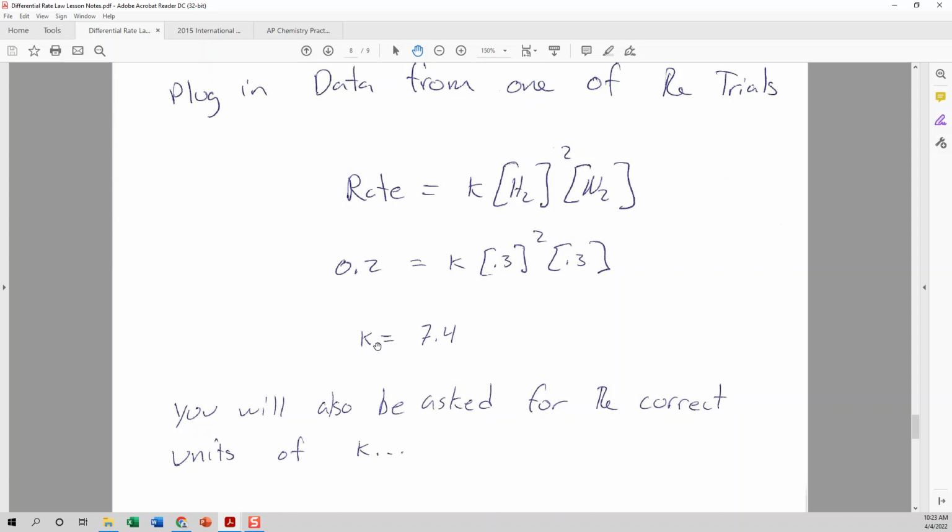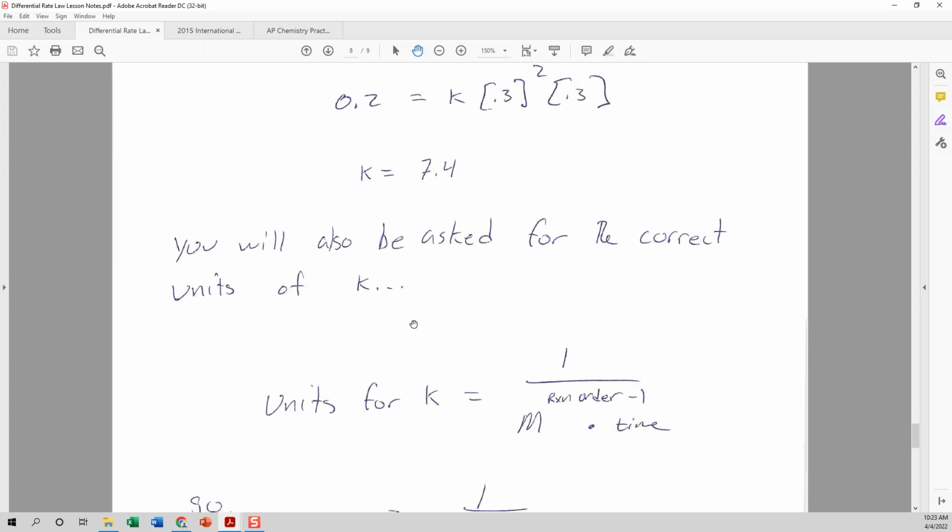So what we have to do a lot of times is also include the units for K. We don't have to do that for the equilibrium constant. We usually never include the units for the equilibrium constant. But a lot of times, I guarantee there'll be at least one question on either the multiple choice or the free response on the AP exam where you have to solve for K and include the correct units.